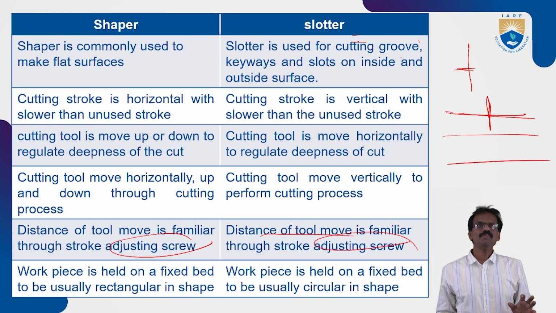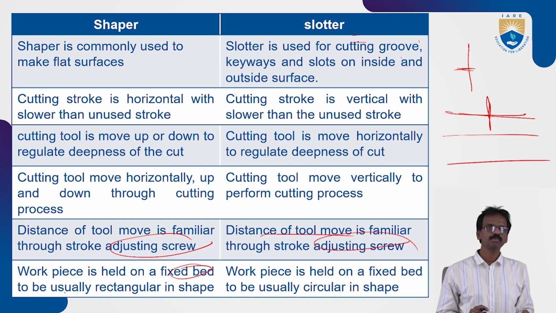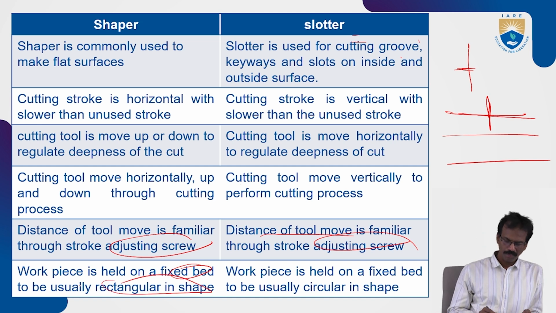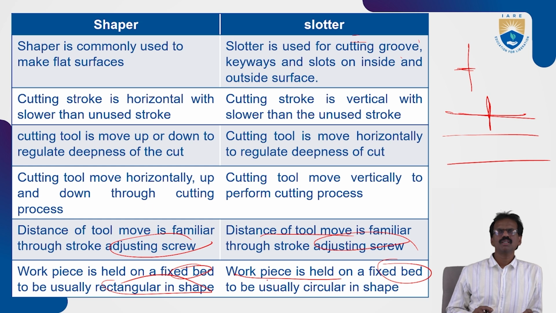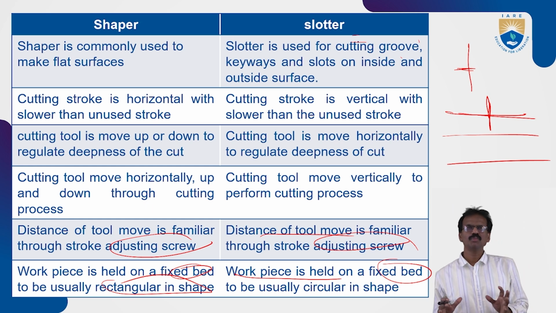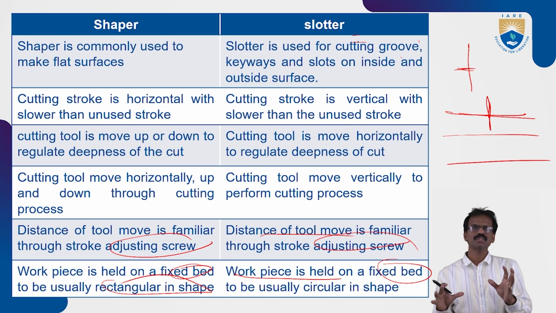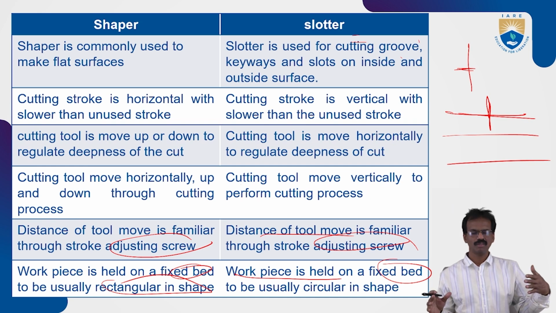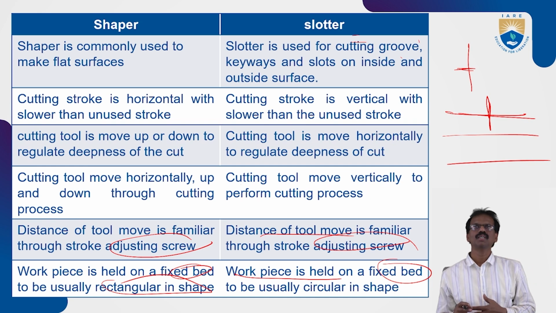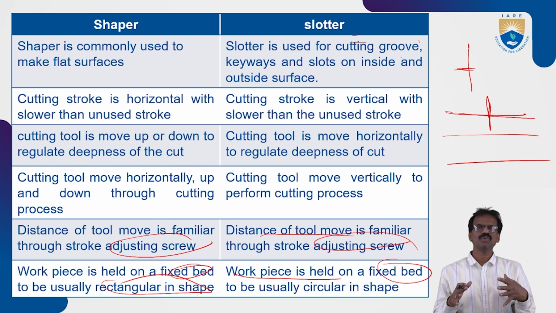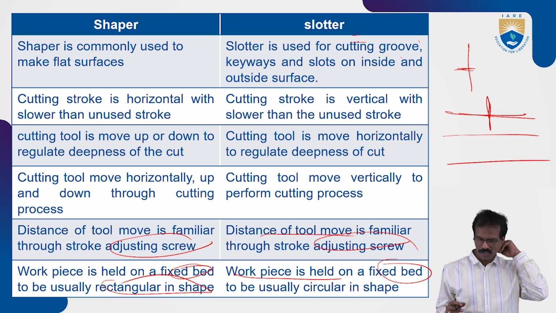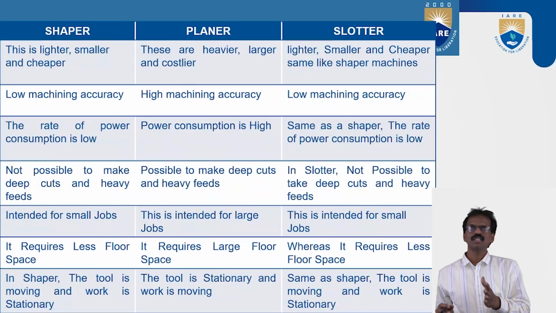Next, the workpiece is held on a fixed bed. Here the bed is fixed, usually rectangular in shape. The workpiece is held on a fixed bed, so it means in both cases the beds or tables are fixed and the cutting tool will move. In the planing machine, the cutting tool is fixed but the table will move, which means the workpiece will move. So that is the main difference between the slotting and shaping machines and the planer.